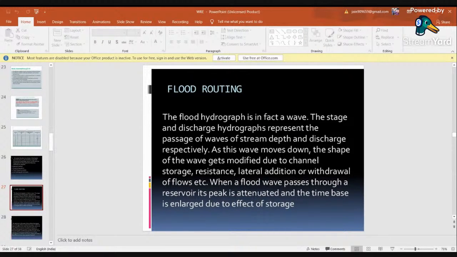At any given location in a stream, the flood peaks vary from year to year in their magnitude. To estimate the magnitude of flood peak, the following methods are used: rational, empirical, frequency, or unit hydrograph techniques.